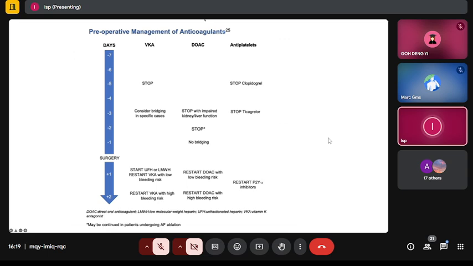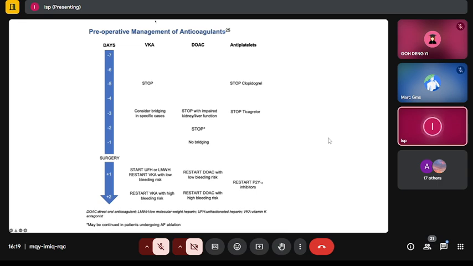But the concept you need to understand is how long to stop the anticoagulant and why that duration. So, a rough guess, why do you think the duration to stop is different for each anticoagulant, whether warfarin or antiplatelet? Why is it different? Anyone know why?